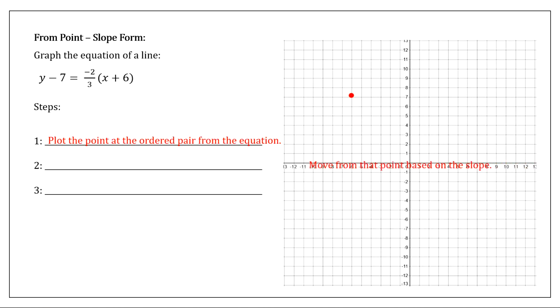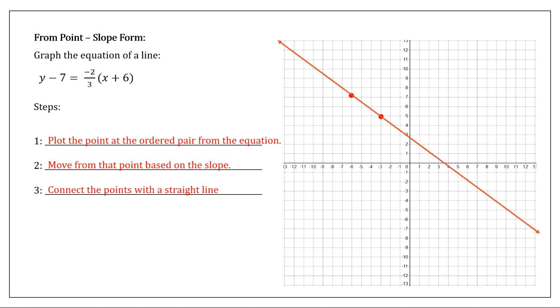Our next, again, is to move from that point based on our slope. So our slope here is negative 2 over 3. So our first move is down 2. It's minus 2. Then it's going to be the right 3 points. So it's minus 2 over the right 3. We have our second point. Our last step, as always, is to connect the points with a straight line. And there we are. Does that make sense to everyone? Just have to remember that the form of the equation is y minus y1 equals m times x minus x1. So if you see a plus in those equations, we're looking at the opposite for our point on the graph.